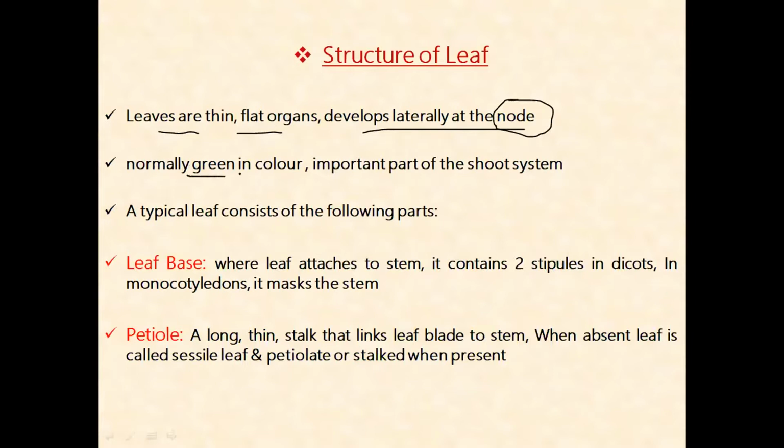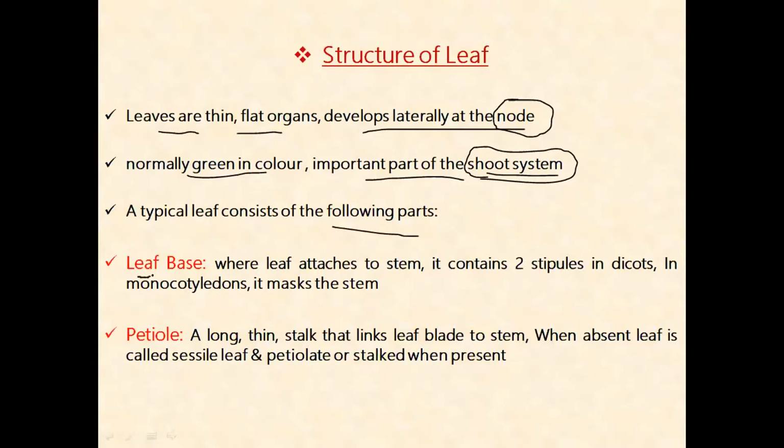Leaves are normally green in color and an important part of the shoot system. Shoot system is the part of the plant which is present above the ground, and root system is present below the ground. A typical leaf consists of the following parts.